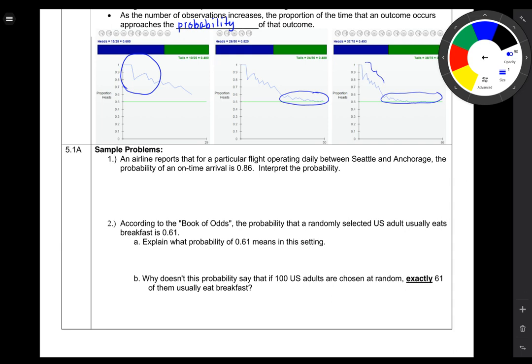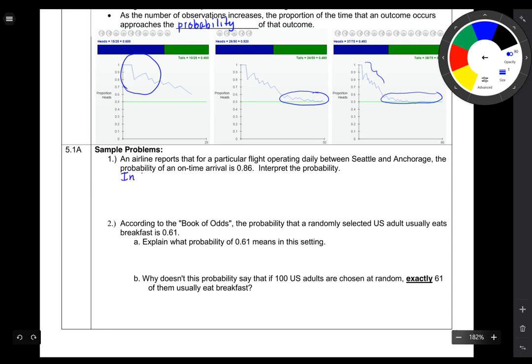Interpret the probability. And you get asked questions like this on exams. So when it's asking you to interpret what this statement actually means, you can approach it using one of the two types of statements that we circled up above. So here's one of them.